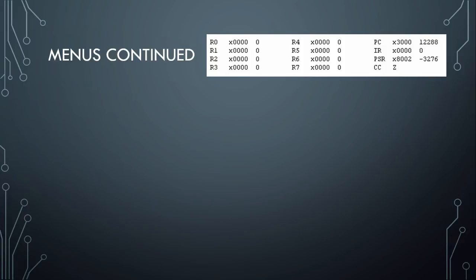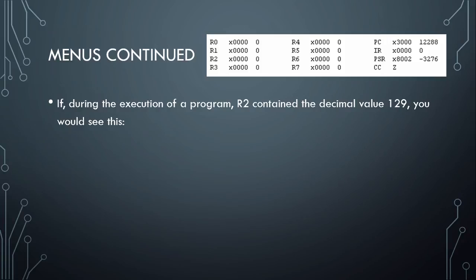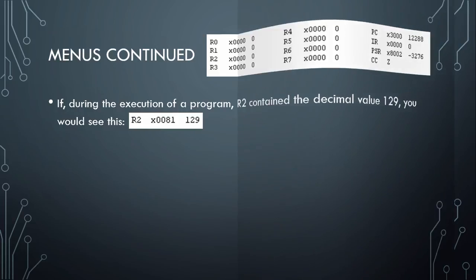All right, let's continue looking at these different menus here. If during the execution of a program, let's just say real quick that register 2 contained the decimal value of 129, you would see this: R2 x0081 129. The 0081 would be the hexadecimal value of 129, and of course 129 is the decimal value.